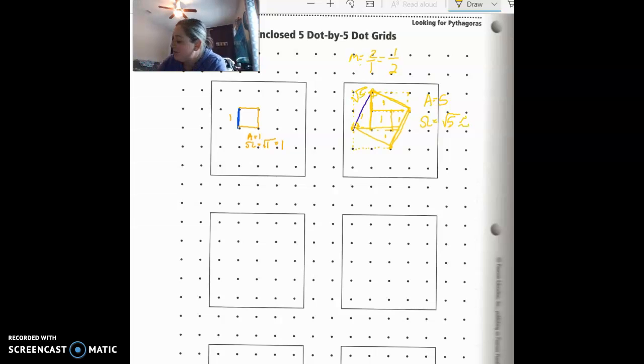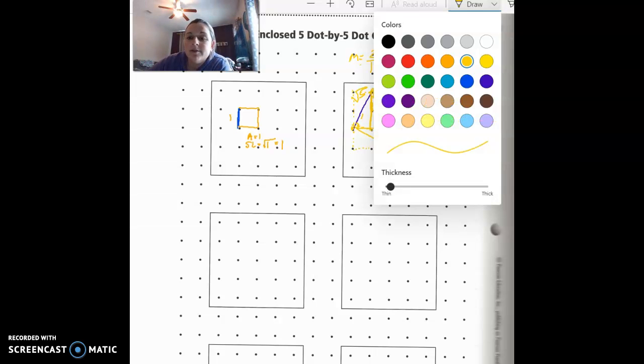And then we can approximate. The approximate square root of 5 is 2 point something, because 2 times 2 is 4, 3 times 3 is 9, too big. So we know it's 2 point something. So let's put in your calculator square root of 5, which gives us 2.2 approximately. Okay. All right. One more. I'm going to get my blue color back.